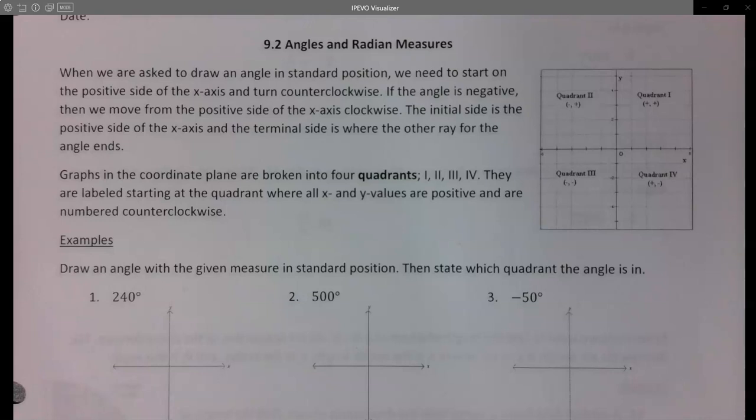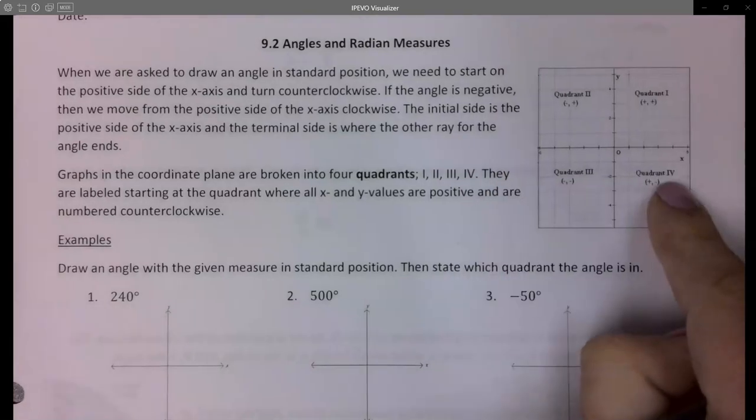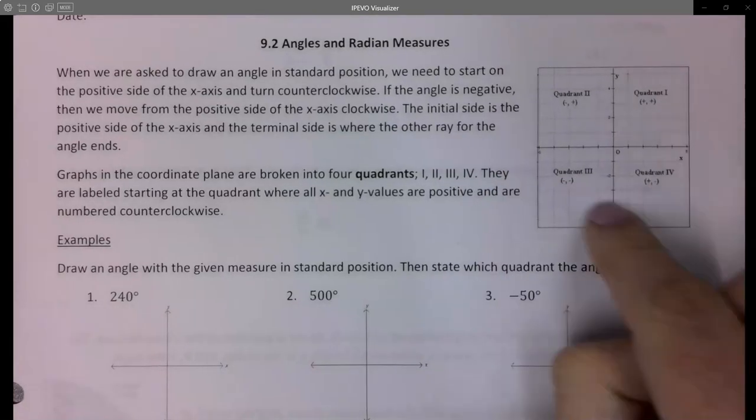Okay. So, if we're asked to draw an angle in standard position, we need to start on the positive side of the x-axis, and then we go counterclockwise. If we're given a negative one, we go clockwise.